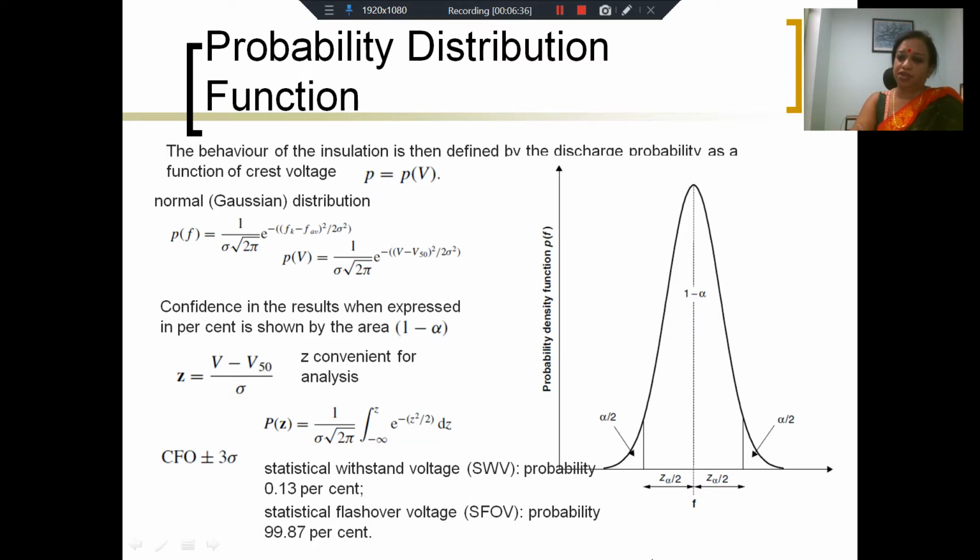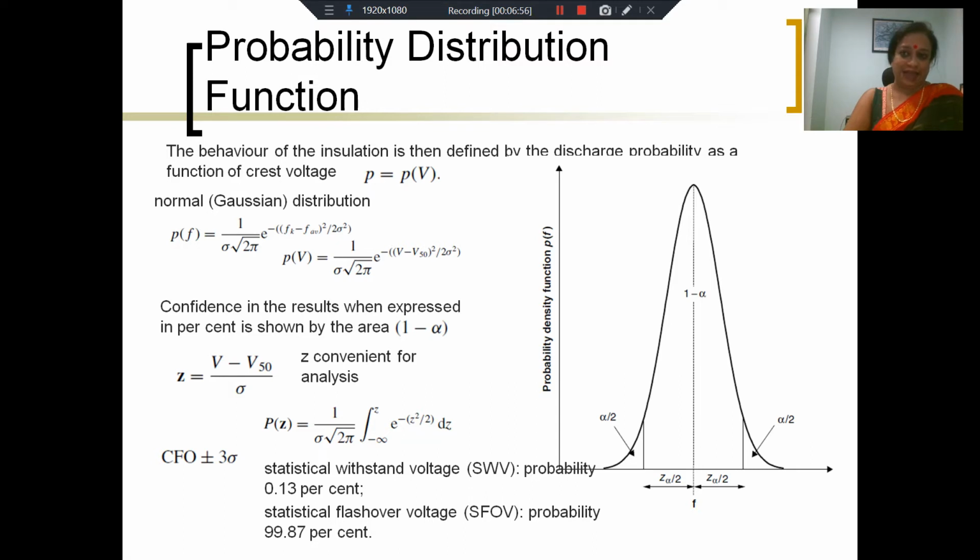So z equal to 0 is the most probable value, and then I have z alpha by 2 values up to here and I put a mark here, and minus z alpha by 2 on this side and put a mark here. So therefore this is alpha by 2, this is alpha by 2. So therefore the total area under this curve is 1 minus alpha.